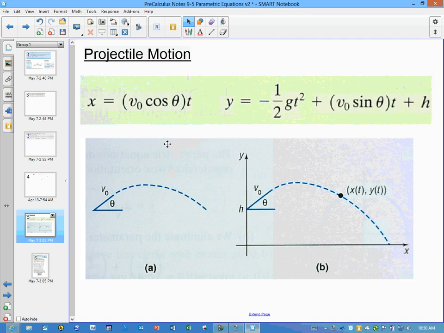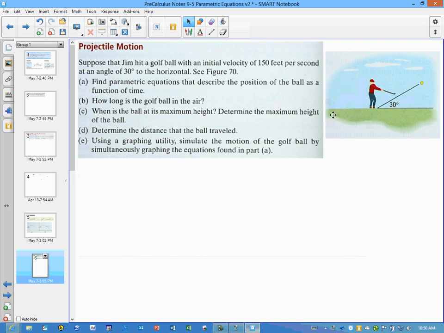All right, so let's see how we use these equations, and we're going to do that, of course, with a word problem. Now, it's an intimidating word problem at first, but it basically can be done step by step. Suppose that Jim hit a golf ball with an initial velocity of 150 feet per second. Well, right away, the fact that I see feet means that my gravitational constant is going to be 32. So that's the red flag that gives me that gravitational constant. So it's 150 feet per second at an angle of 30 degrees. Once again, we're working in degrees this time, not radians. And see the figure, this is the visualization of that.